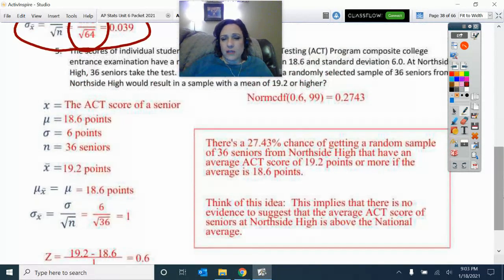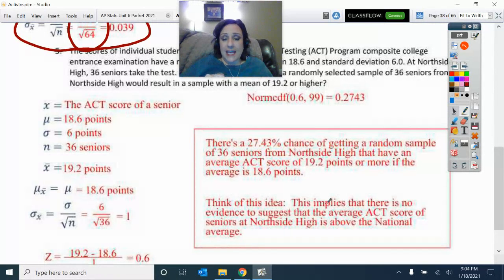My x-bar minus the mean over the standard deviation of x-bars was 0.6. So there's a 27.43% chance of getting that random sample of 36 seniors who average 19.2 points or more, if the average is 18.6. So this implies that there's really no evidence to suggest that the average ACT score of the seniors at this particular high school is above the national average. See, so that's kind of the implications of where we're headed with this.